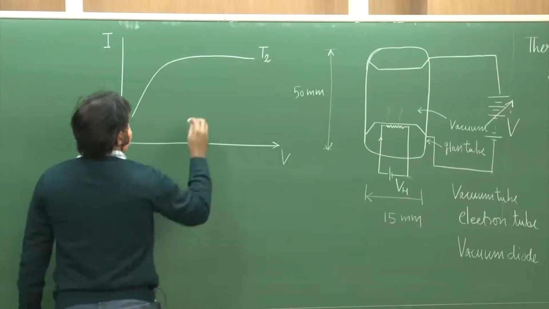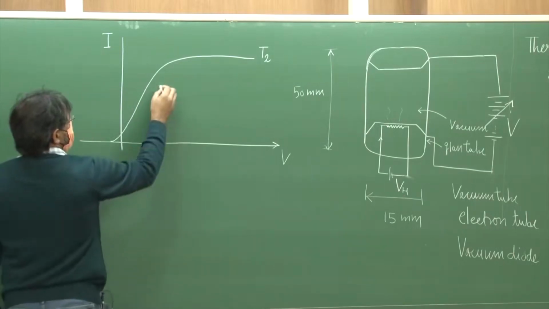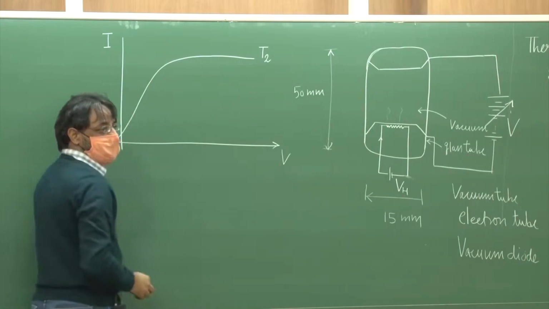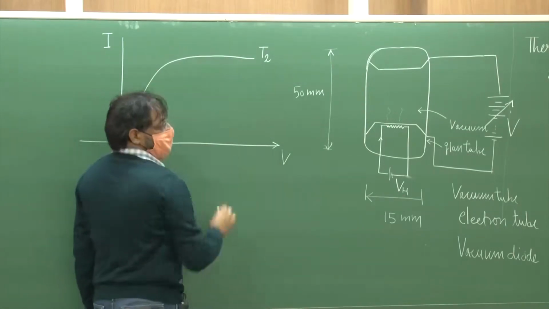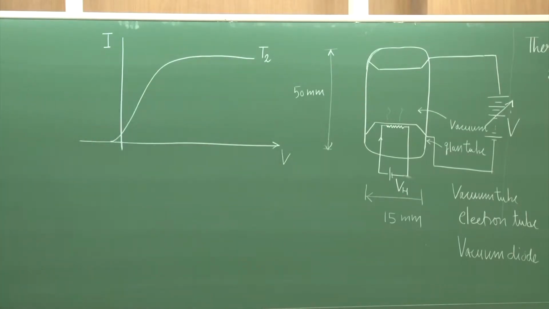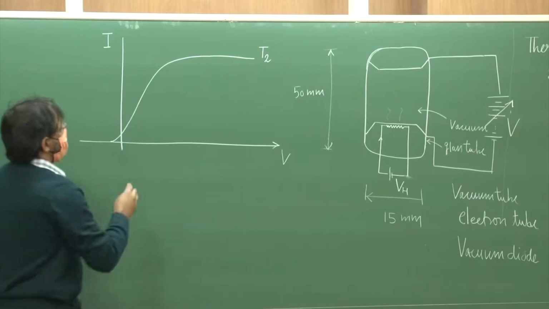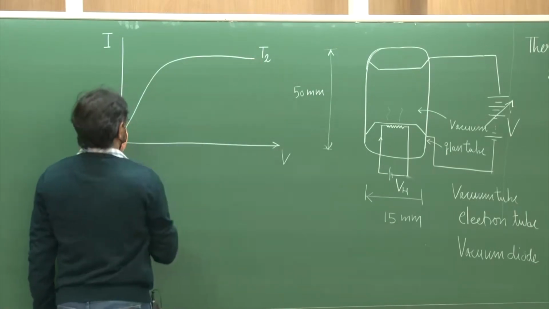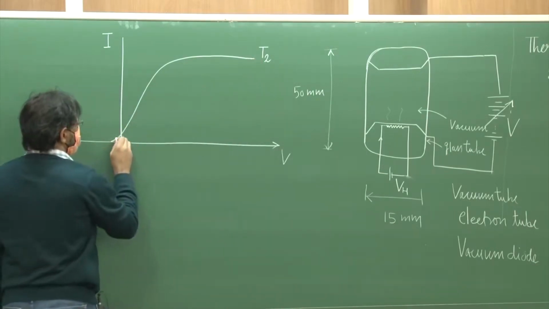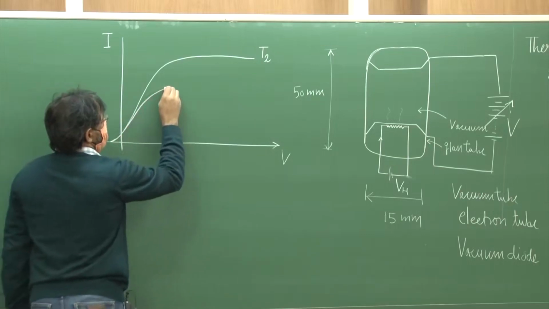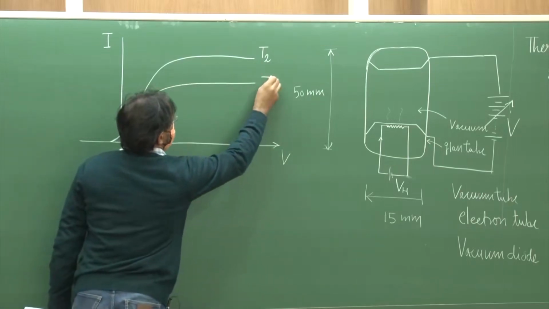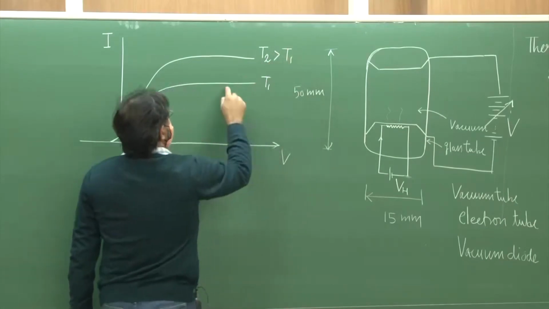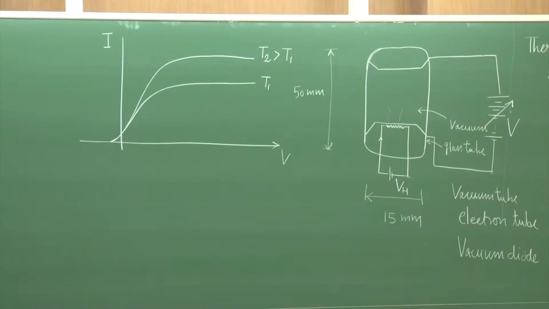So basically what you see here are two regimes. A regime where the current is increasing as you increase the anode voltage, and a second regime where the current is not increasing, it is saturated, right? This is the saturation region, where the current is limited by the temperature. If you change the temperature to T1, where T1 is less than T2, then the saturation current will be smaller.